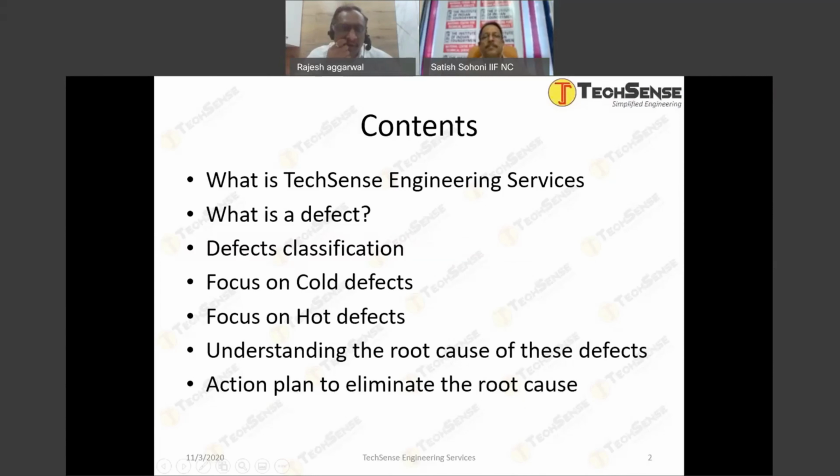So what we'll talk about: one slide about Texans, what all we are doing, and we'll continue our discussion with what the defect classification is. We'll focus on the different types of defects, and we'll try to understand the root cause of these defects and what we can do to eliminate these root causes from an engineering perspective.